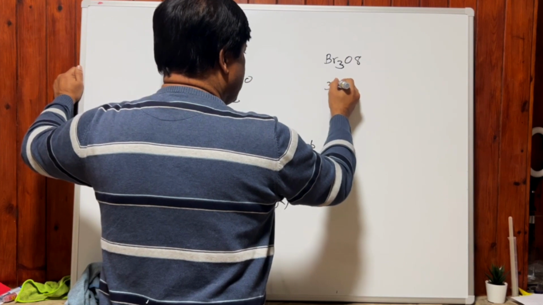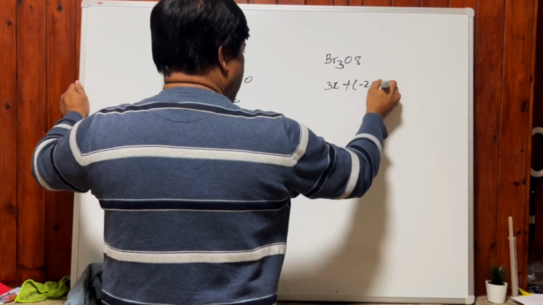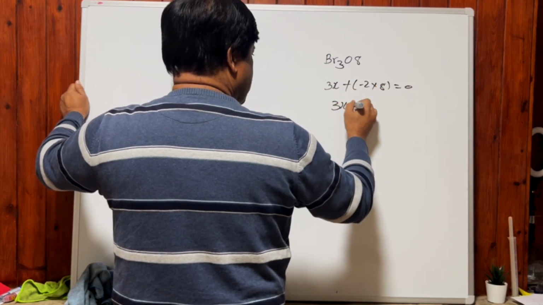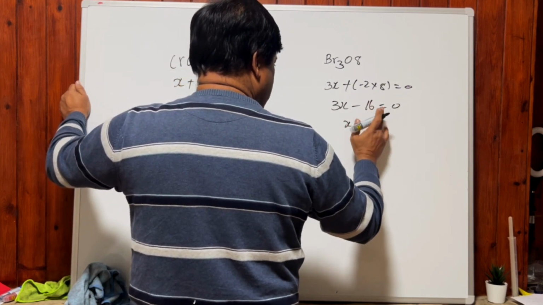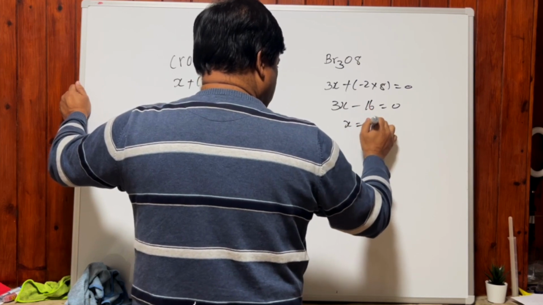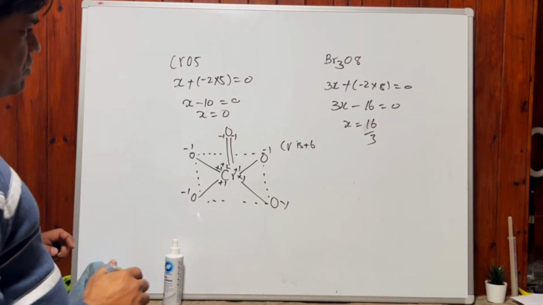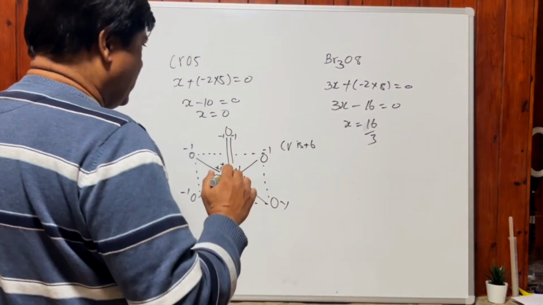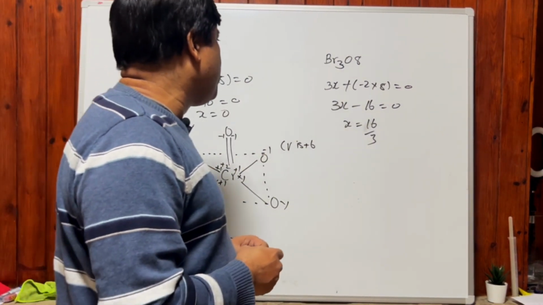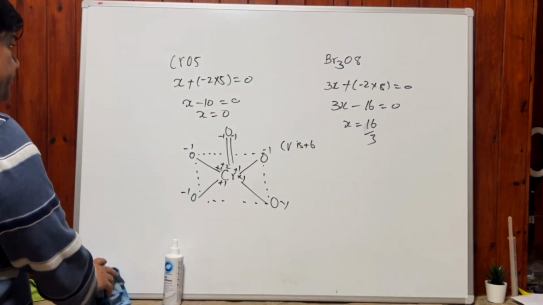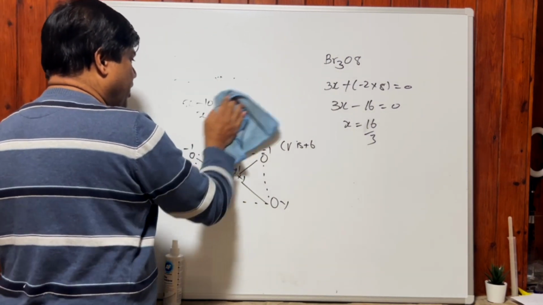I want to use the formula. So 3x plus minus 2 times 8 equals to 0. 3x minus 16 equals to 0. X equals to 16 over 3, which is more than 5. Let's draw the structure and try to figure out what is the oxidation state of bromine in Br3O8. Please copy down that one. Bromine in Br3O8.